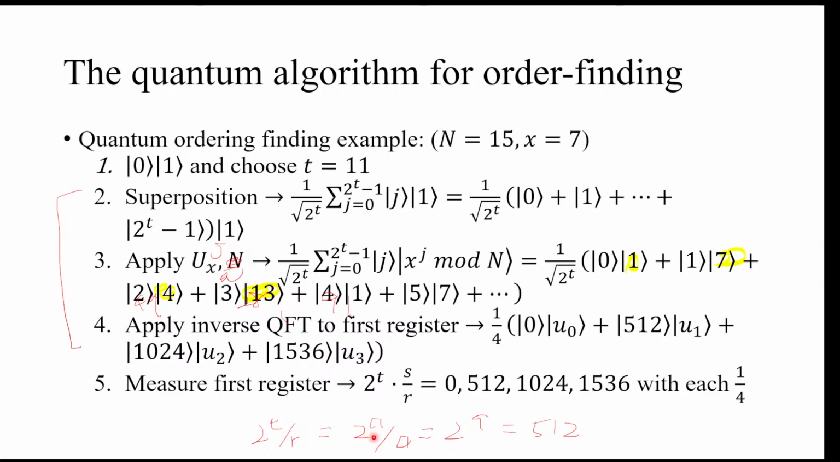Okay, and 2 to the t is 2 to the 11, which is 2048, and then divided by 4, it's 512. So you have 2 to the t over r equal to this 512, and then you have 0, 1, 2, 3 here. When you measure the first register, we'll get each of those with equal probability, and so you'll get your random s over r.